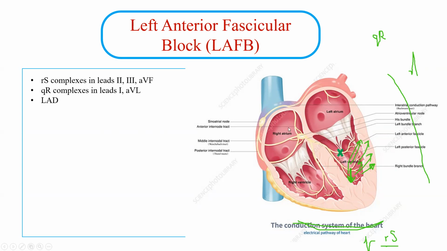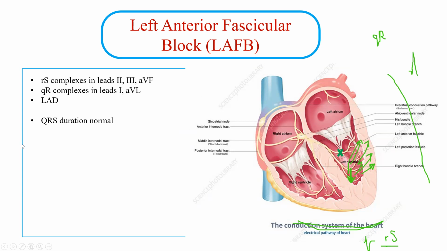One additional feature that actually differentiates the left anterior fascicular block from left bundle branch block or right bundle branch block is that the QRS complex duration is near normal. It's either normal or near normal. It means that the QRS complex duration is less than or equal to 3 small squares.